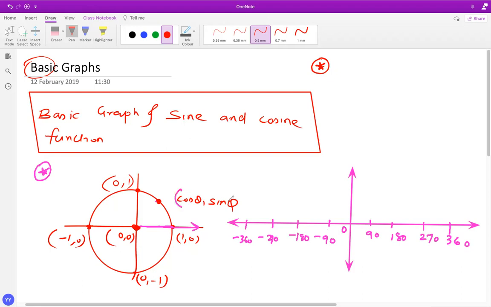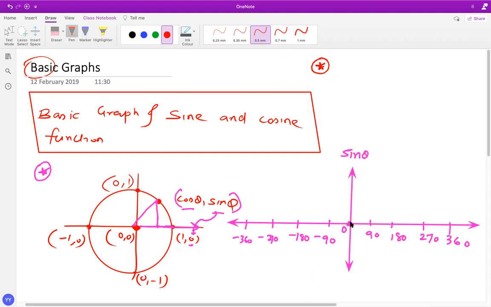Now, as you know, cos theta comma sine theta is a general coordinate, as I have made clear in my first video on the unit circle. So the x coordinate is cos theta and the y coordinate is sine theta. So my first objective is to graph sine theta. When you graph sine theta, the first value you get is sine 0, which is the y coordinate. Sine 0 is 0, that's why it starts from 0.